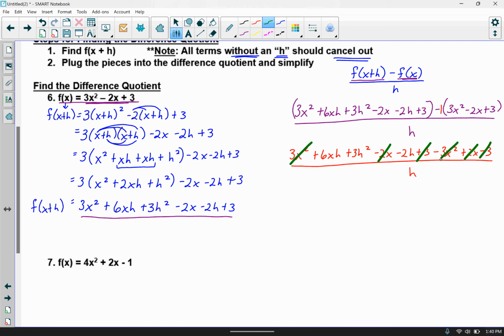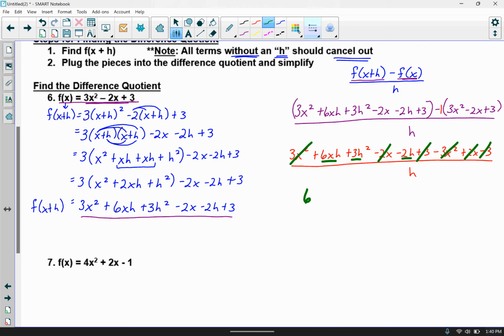Cross them off. Now, everything that's left has an h in it, and that's what you want. So if you get to that point and something hasn't canceled out that was supposed to, everything that doesn't have an h in it should have canceled out. That's kind of like a midway checkpoint. So now let's write what we have left over.